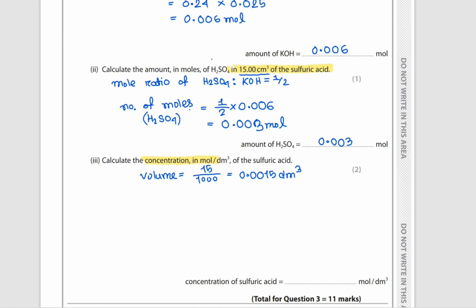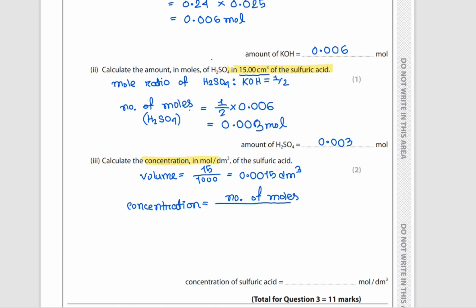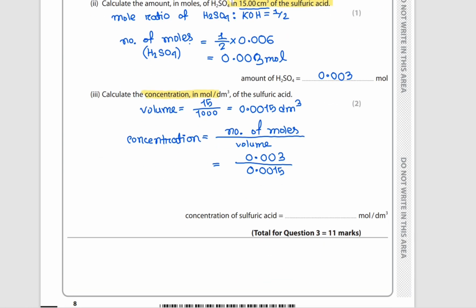And now we need to find the concentration. The equation for concentration is number of moles divided by volume. Number of moles is 0.003 divided by volume, which is 0.0015, and if you calculate it, you get a value of 0.2. So 0.2 mol per dm³. So this is 0.2 in the blank.